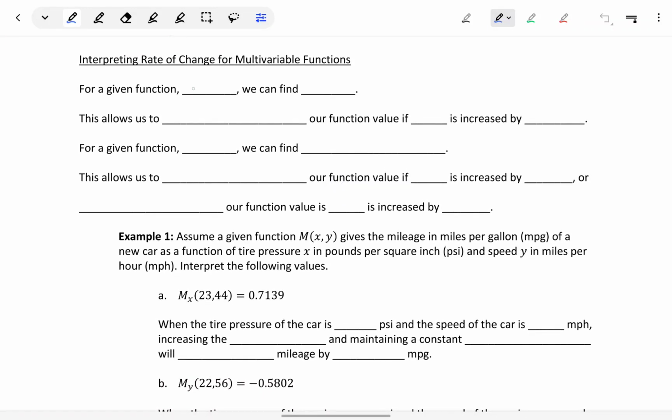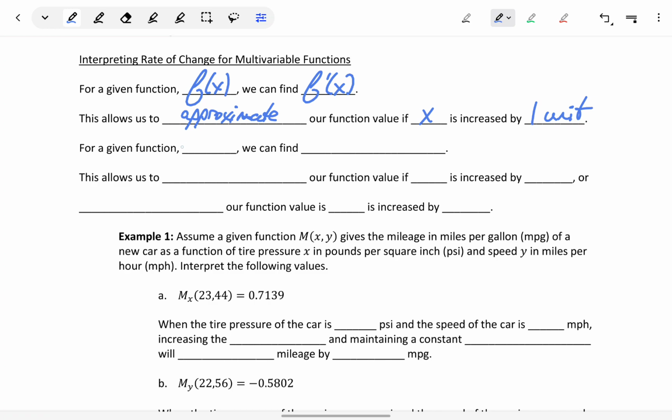For a quick review, when we're given a function, f of x, we can find f prime of x, the first derivative of that function. And one thing that allows us to do is approximate our function value if x is increased by 1 unit. So if x is increased by 1 unit, what will be the impact on our y value or our function value?